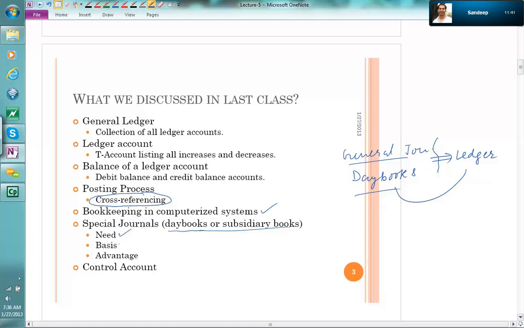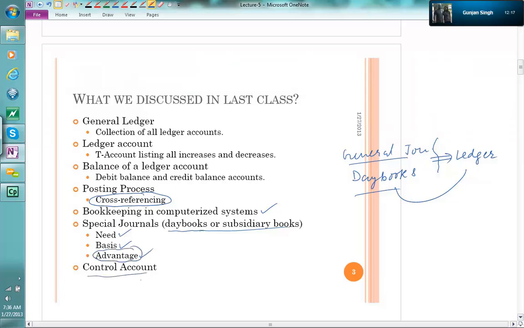And then the basis was that transactions are of similar nature, and they must be repeatable. So the number of transactions should be huge and they should be of the same nature, so that as soon as I say you have to enter data into a particular day book, you already know the nature of that transaction. Then we talked about the advantages: efficiency of the bookkeeping process and division of labor. Those were the few advantages we talked about.